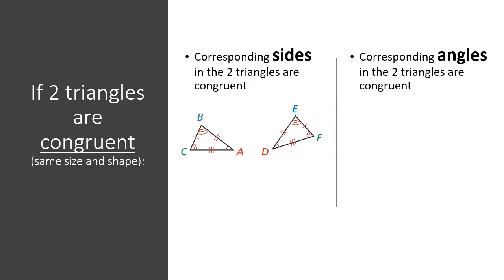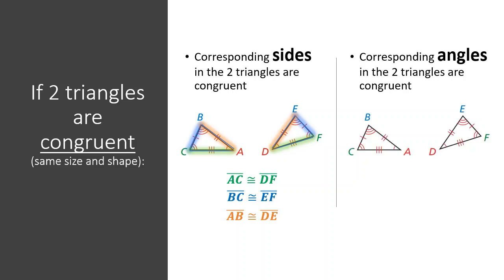So if we look at A to C, the one on the bottom, since it has the three markings, that means that D to F in the other triangle is essentially in the same position, and it corresponds to the first side, so those two sides are going to be congruent. When we look at B to C and E to F, we see that those two have the same markings, then those two sides have to be congruent. And then when we look at the third sides, those two have to be congruent, A to B and D to E.